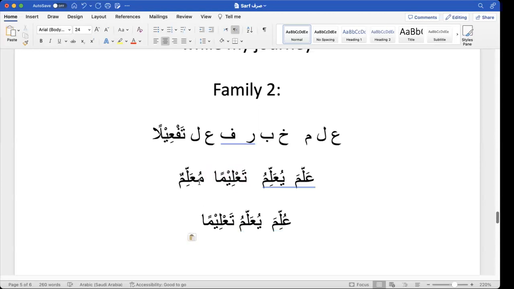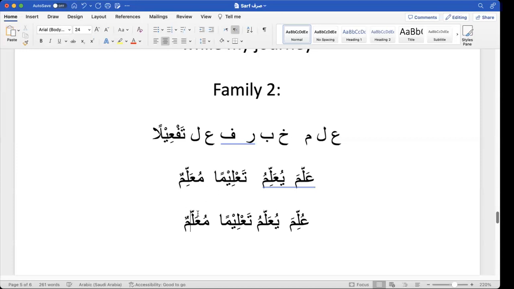The maf'ul will be an 'a' sound again: mu'allamun. So it will be mu'allamun. The masdar will not change, but the maf'ul will change. So mu'allamun.